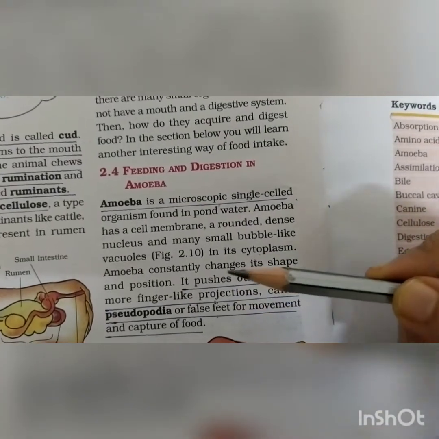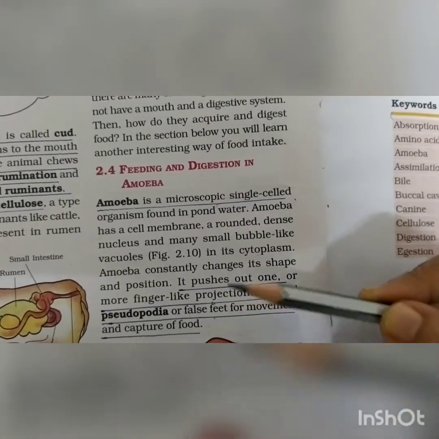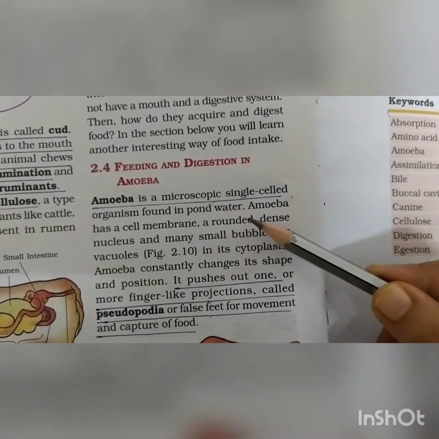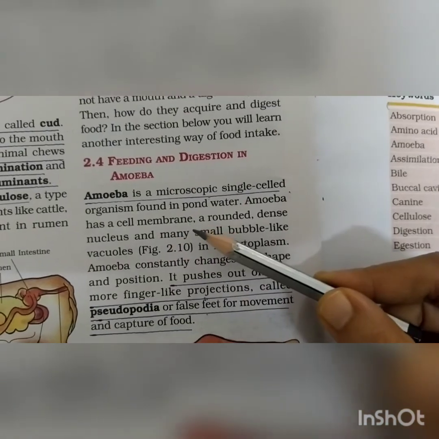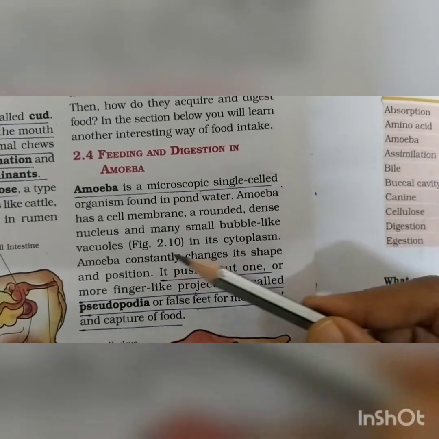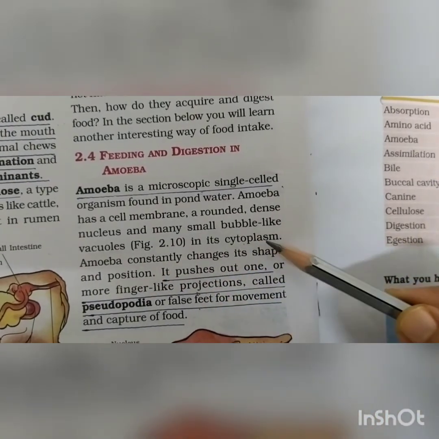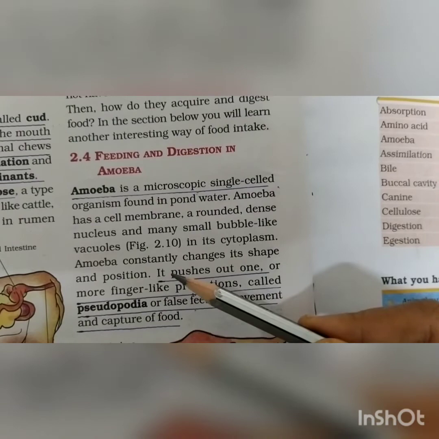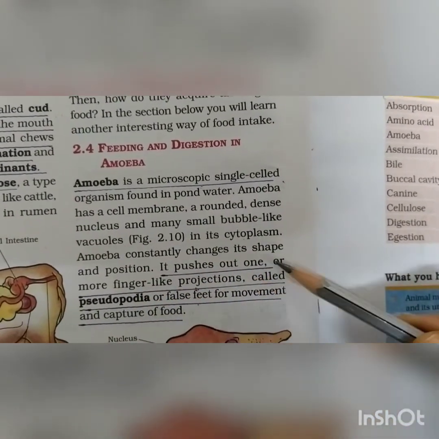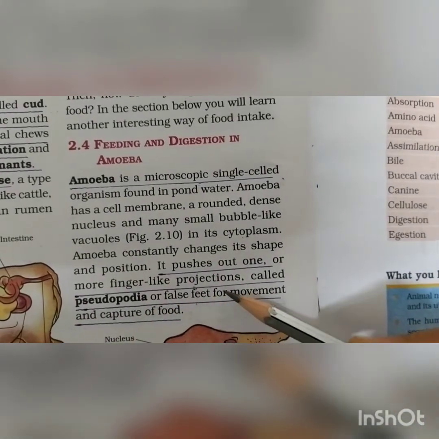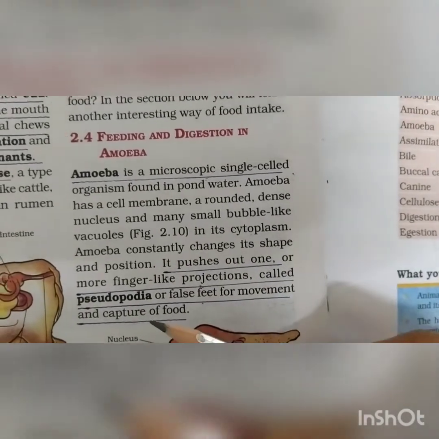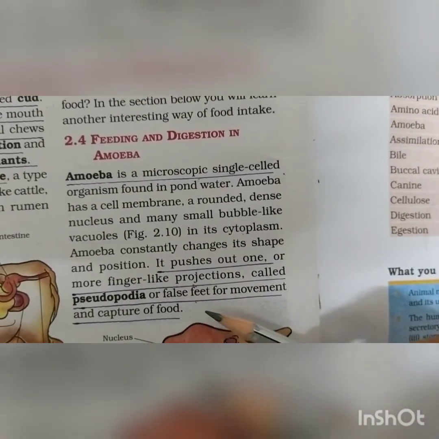Amoeba is a unicellular organism. Amoeba is a microscopic single-celled organism found in pond water. It has a cell membrane, a rounded, dense nucleus and many small bubble-like vacuoles in its cytoplasm. Amoeba constantly changes its shape and position. It pushes out one or more finger-like projections called pseudopodia. It is otherwise known as false feet, for movement and capture of food.